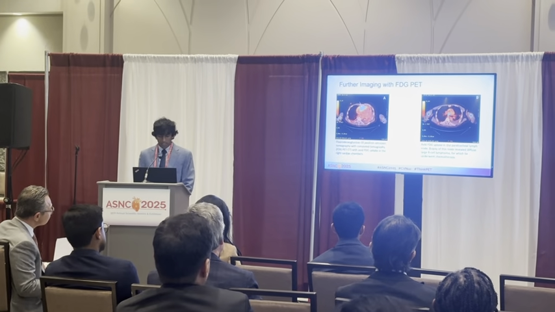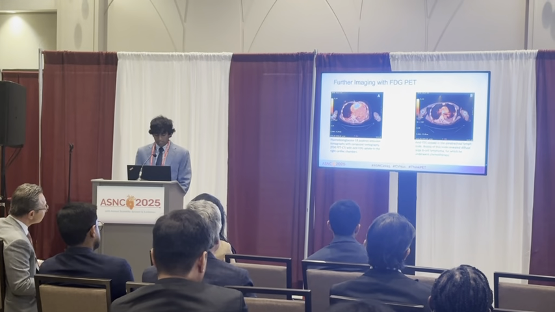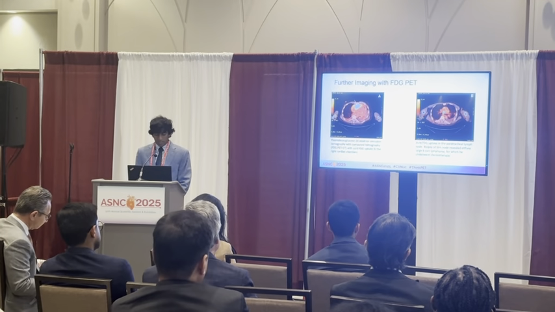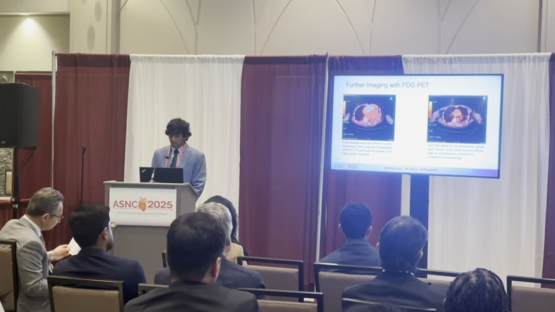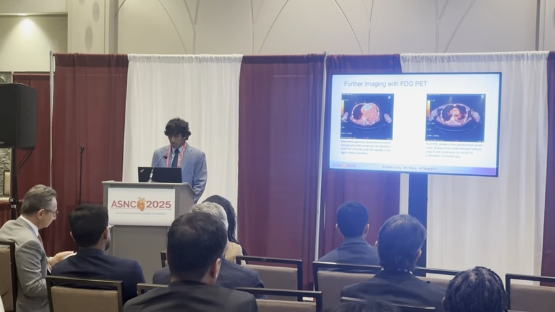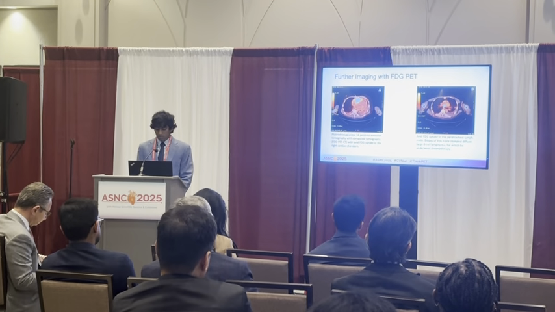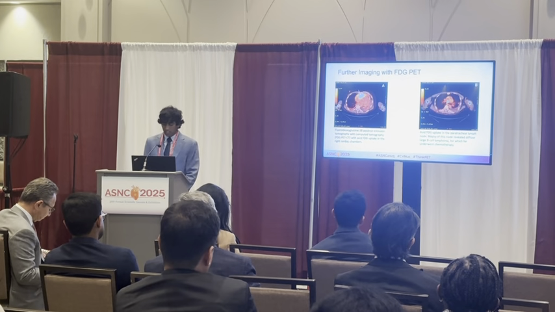Next is further imaging with the FDG PET. The image on the left is an FDG PET CT, showing avid FDG uptake in the right cardiac chambers. The image on the right shows avid FDG uptake in the paratracheal lymph node. Biopsy of this node revealed diffuse large B-cell lymphoma, for which he underwent POLA or CHP chemotherapy.